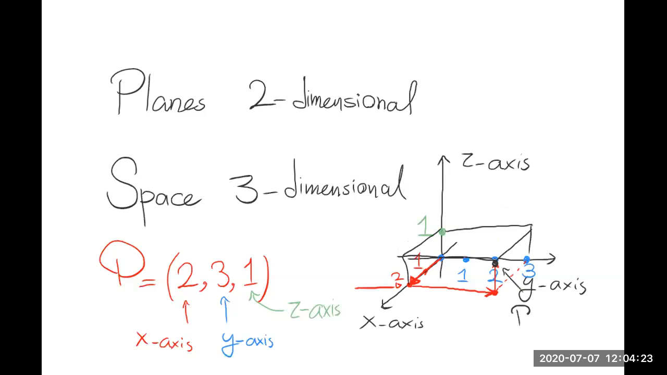This is P. It's a little bit hard to draw because it's three-dimensional. I would try another time. Okay, let's do another one. Let's say we have a point P equal to (2, -3, 4).